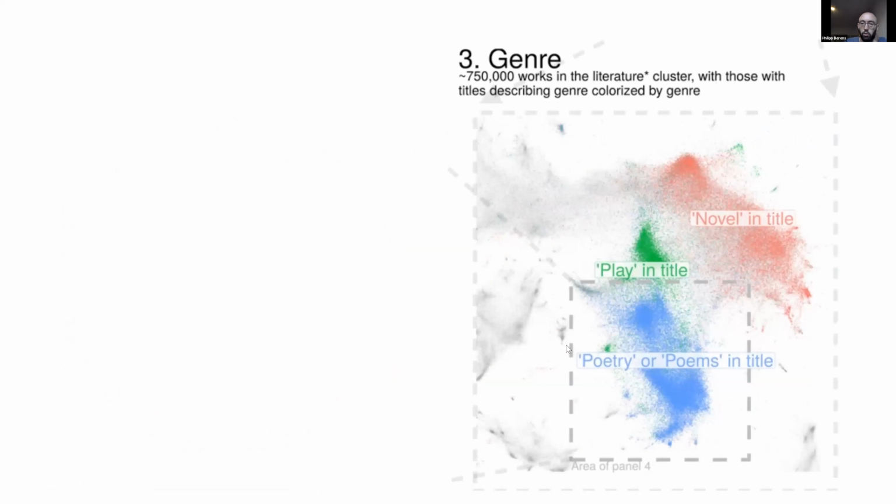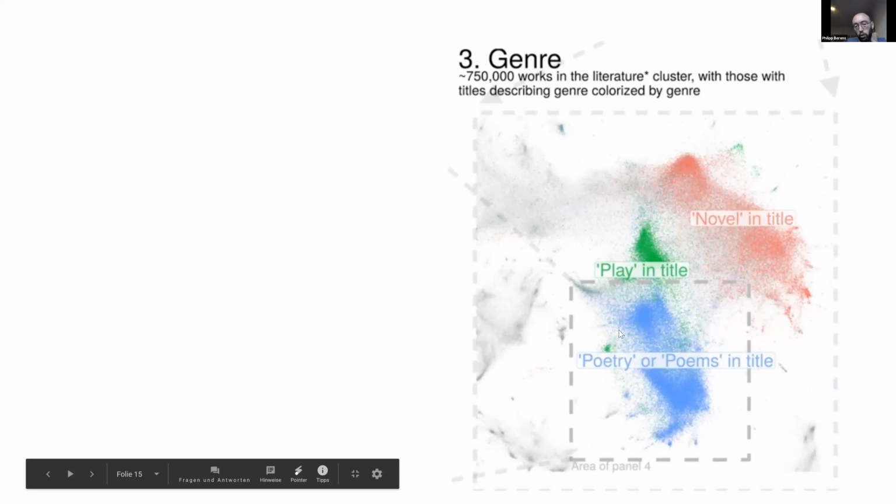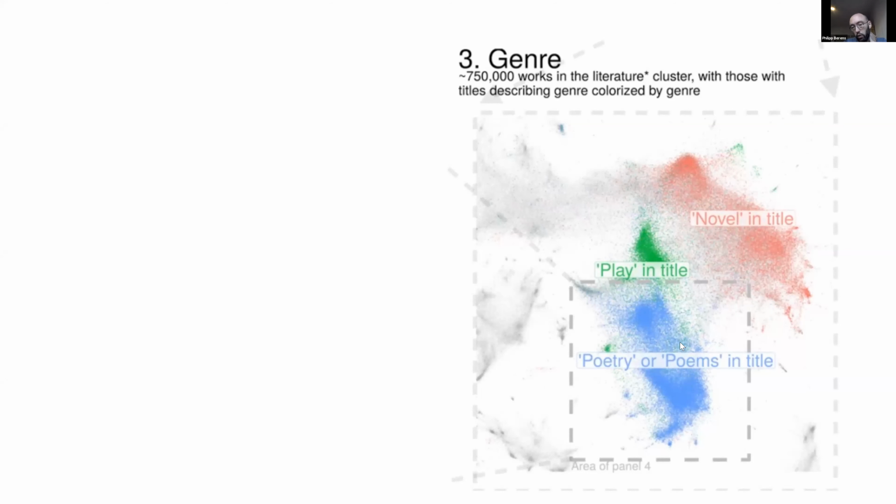So you can go to the literature cluster and only look at those. And this alone is about 750,000 works. And then you can look at different subcategories in there. If you have a novel in the title, then these are up here. If there's play in the title, they are here. And then poetry and poems also form their own cluster. So there's something in the language representations of all these works that really preserves them together in this visualization.